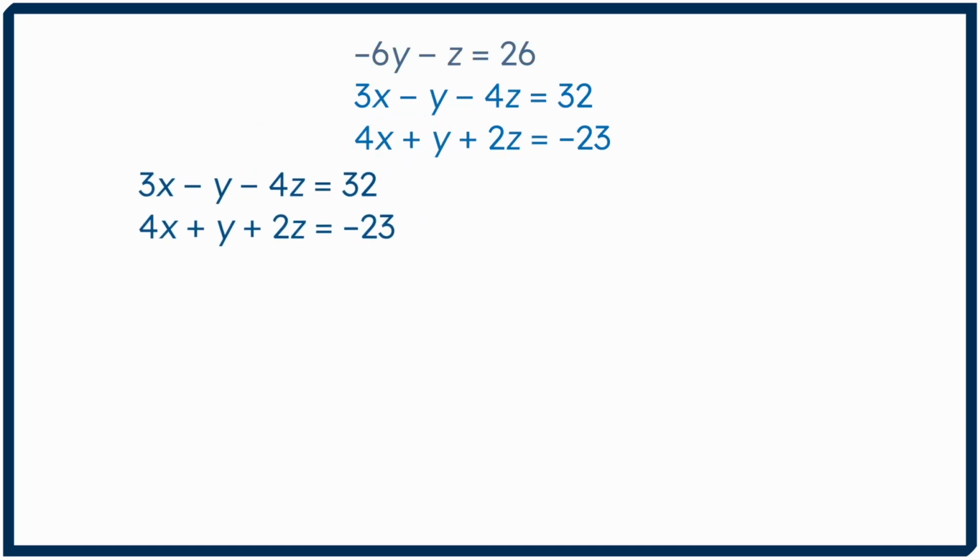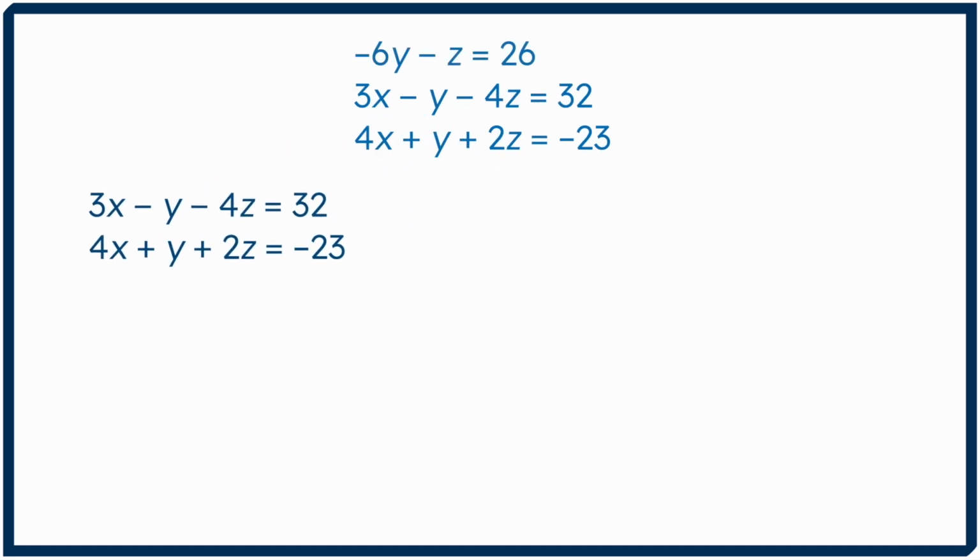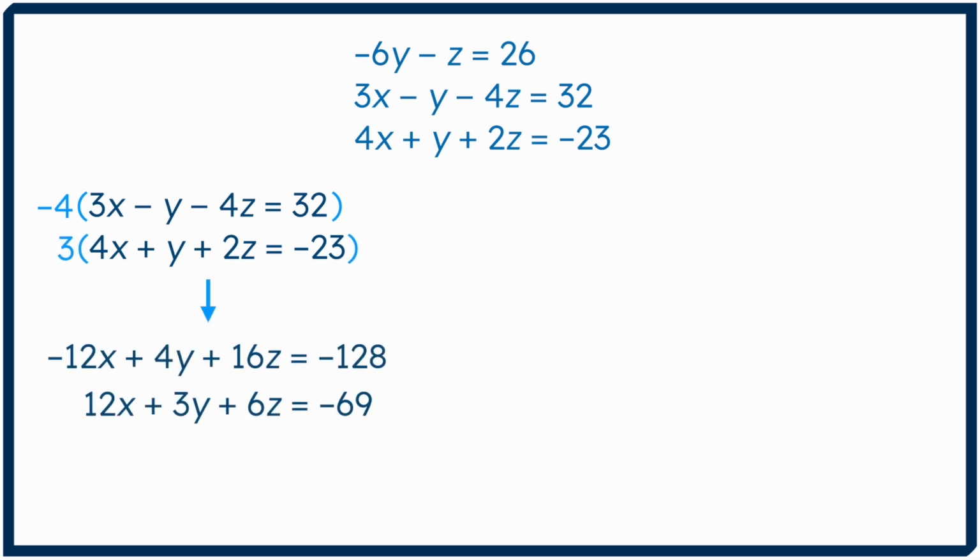First, we'll line up the second and third equations. To eliminate x, we'll multiply the entire top equation by -4 and the entire bottom equation by 3. Then we'll add together the equations. We're left with 7y plus 22z equals -197.